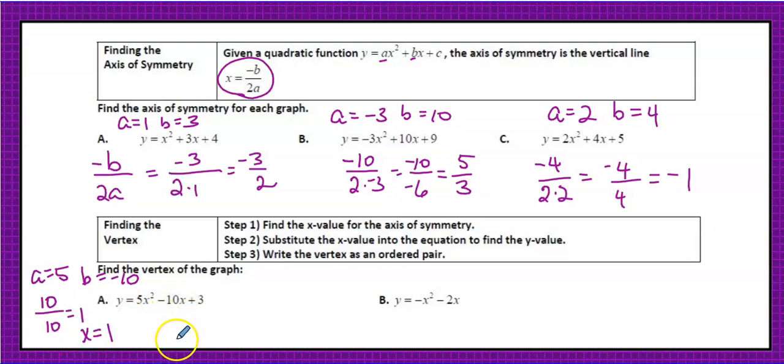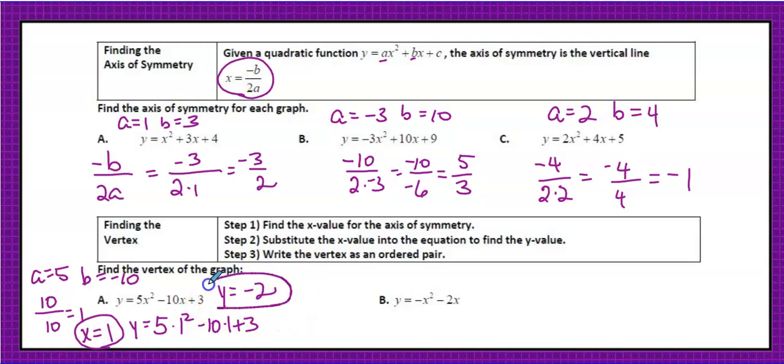Then what I do is I go back to the original formula and I plug in a 1 for x. Y equals 5 times 1 squared minus 10 times 1 plus 3. Okay, 5 times 1 squared is 5. Minus 10 is negative 5 plus 3, so y equals negative 2. So this is my x value. This is my y value. So my vertex would be 1, negative 2.